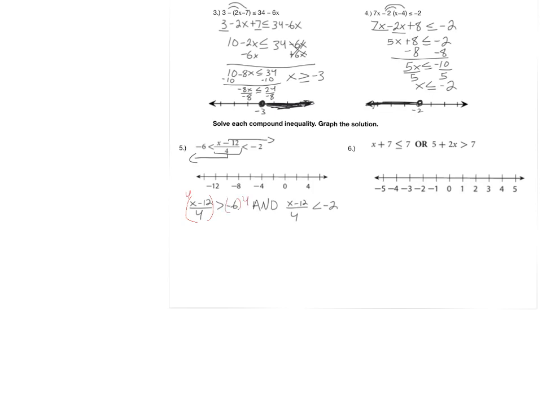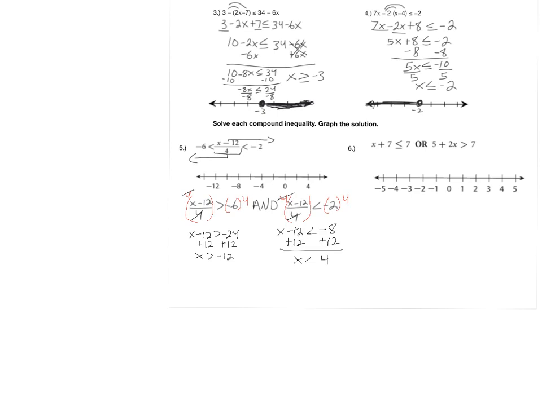And if we do that, this will cancel, and we get x minus 12 is greater than negative 24. Add 12 on both sides, and we get x is greater than negative 12. Over here, same thing. We're going to multiply both sides by 4, and the 4's are going to cancel over here, and we get x minus 12 is less than negative 8. Then we add 12 on both sides, and we get x is less than 4.